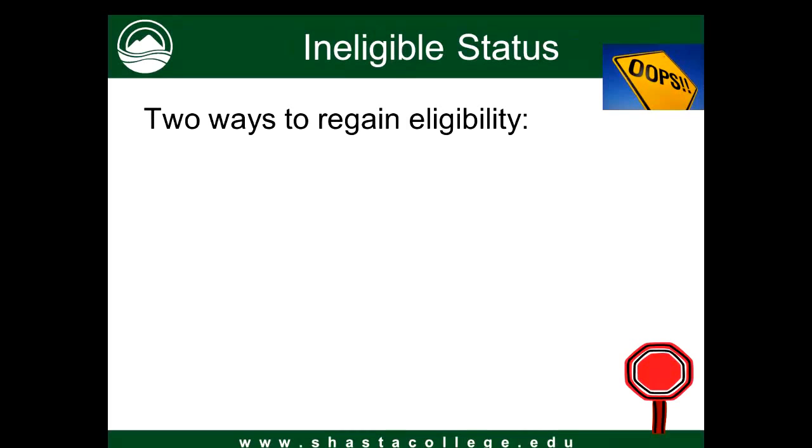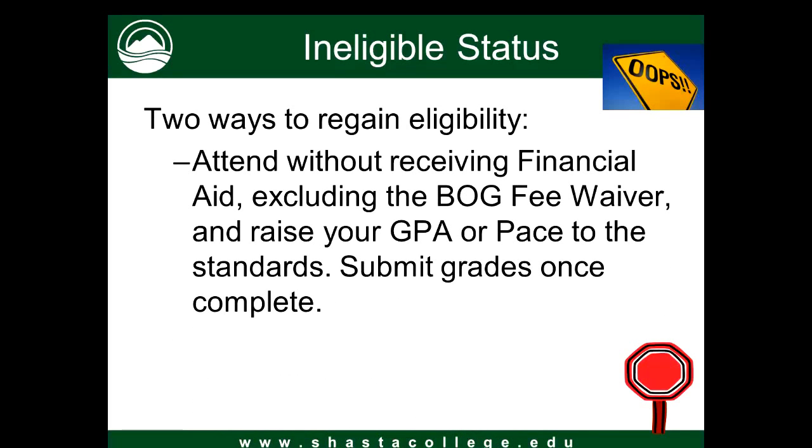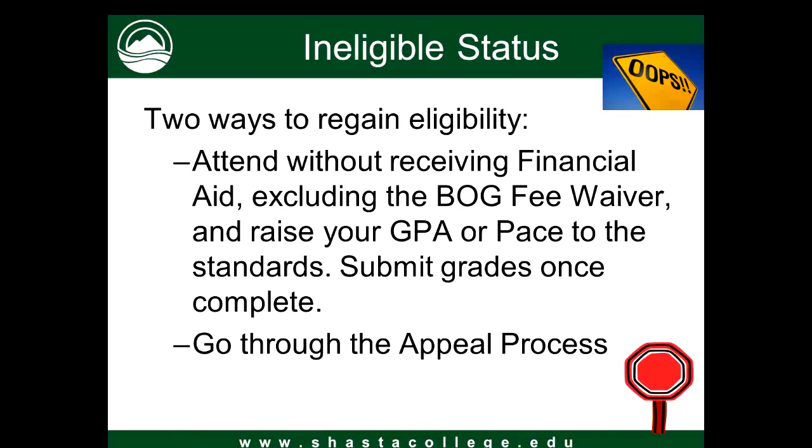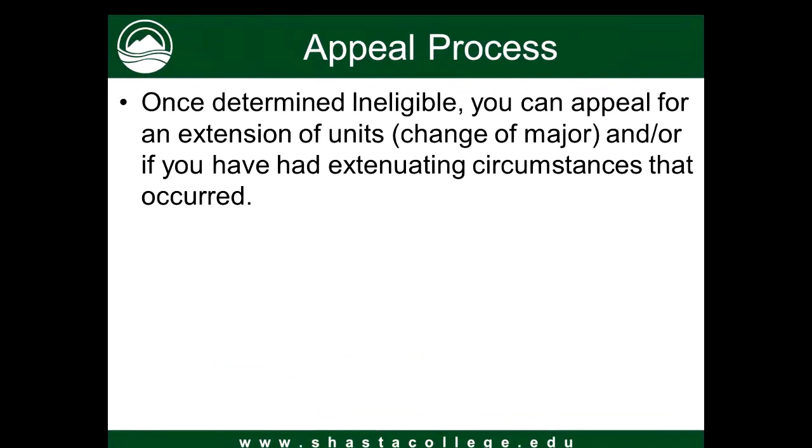If you become ineligible, you have two ways to regain your eligibility. The first way is to continue attending without receiving financial aid, excluding the BOG fee waiver, but including grants, loans, and scholarships. Once you have met all three SAP standards, submit your grades for a reevaluation. The second way to regain your eligibility is to go through the appeal process. Every student can appeal once, and they are evaluated on a case-by-case basis.